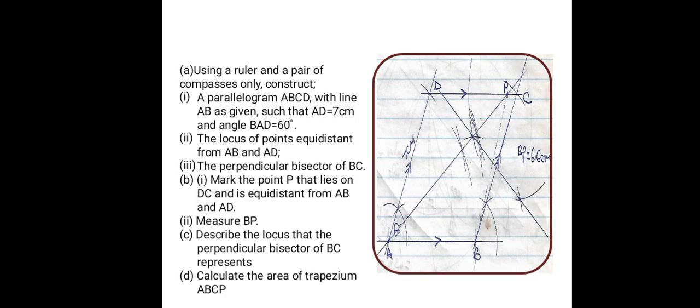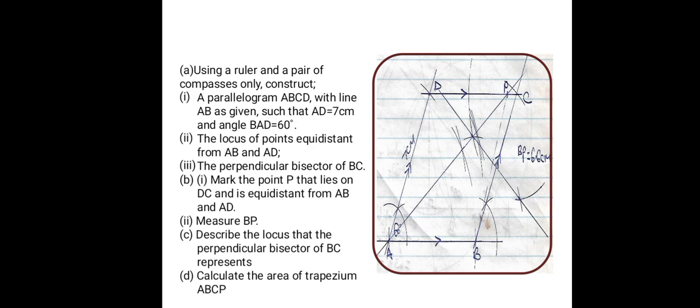A. Using a ruler and a pair of compasses only, construct 1. A parallelogram ABCD with line AB as given, such that AD is equal to 7 cm and angle BAD is equal to 60 degrees. 2. The locus of points equidistant from AB and AD. 3. The perpendicular bisector of BC.